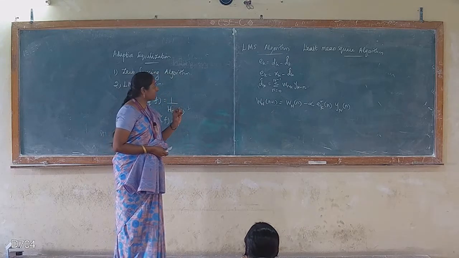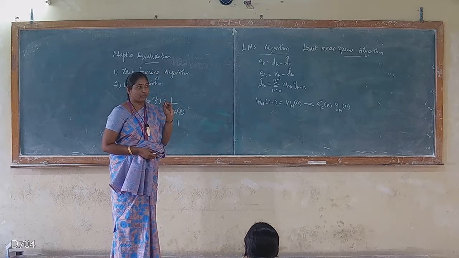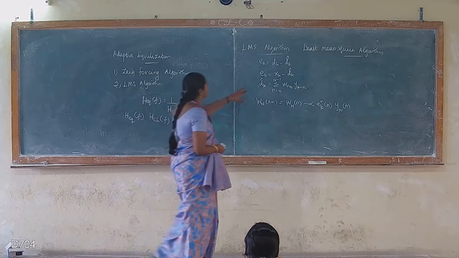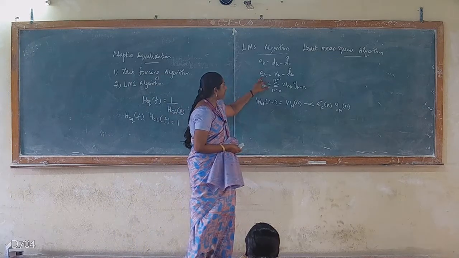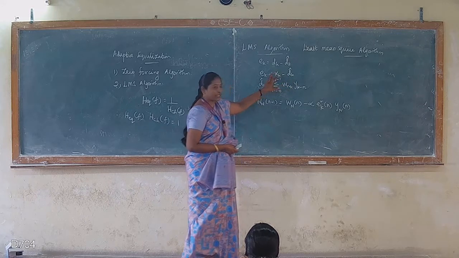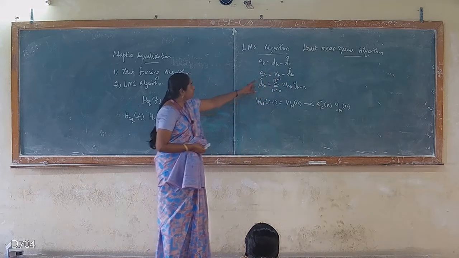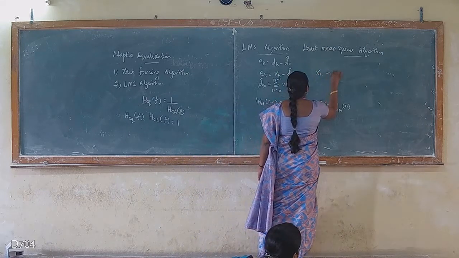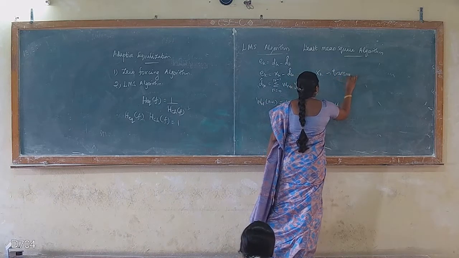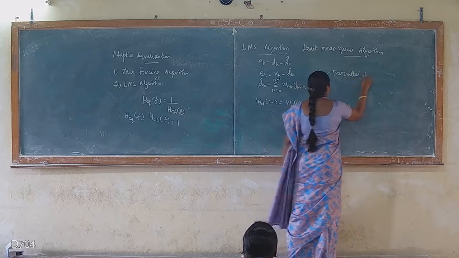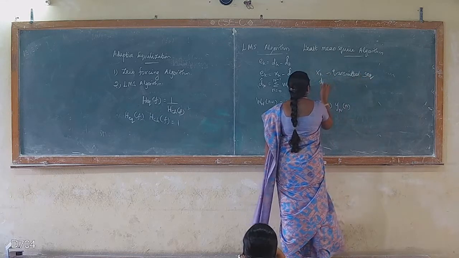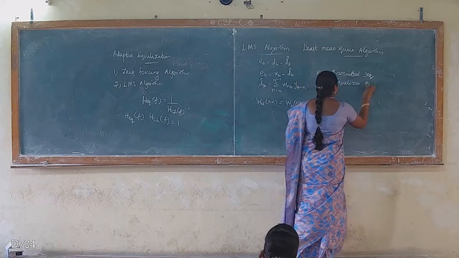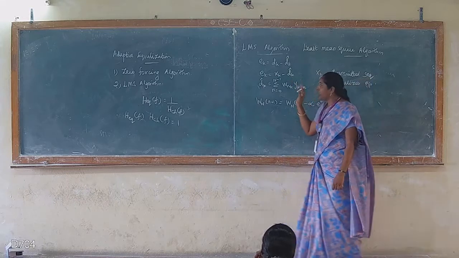So what about the desired response? The desired response is the transmitted sequence. What we are transmitting, the same thing we are expecting at the receiver side. So that is the desired response. This E_k, that is the error, can be written as X_k minus D_k cap. X_k is the transmitted sequence, and D_k cap is the equalizer output. So the error should be minimum. That is the main aim of the LMS algorithm.